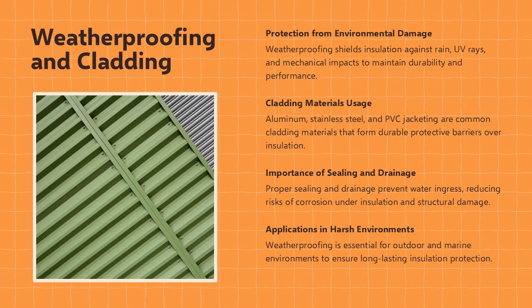Weatherproofing protects insulation from environmental damage, including rain, UV radiation, and mechanical impact. Cladding materials such as aluminum, stainless steel, or PVC jacketing are installed over insulation to provide a durable barrier. Proper sealing and drainage are essential to prevent water ingress, which can lead to corrosion under insulation (CUI). Weatherproofing is critical for outdoor installations and marine environments.